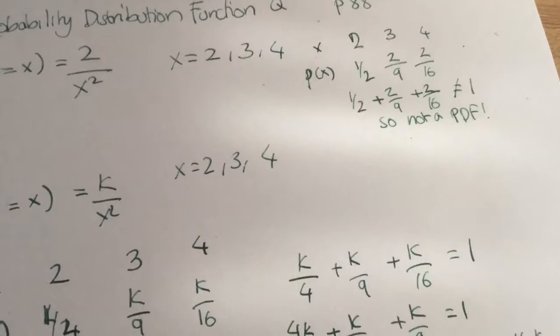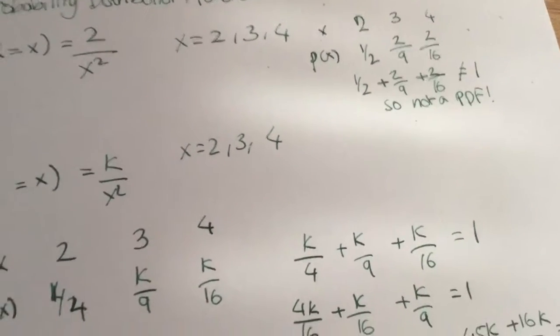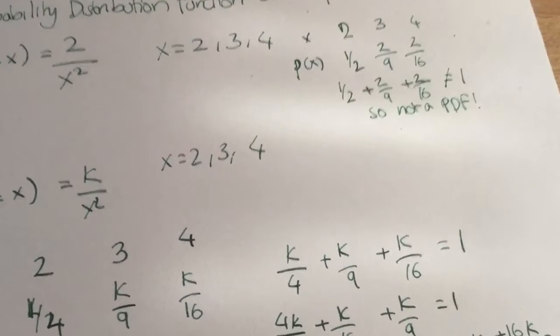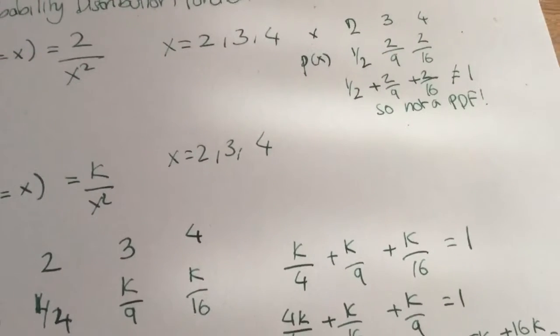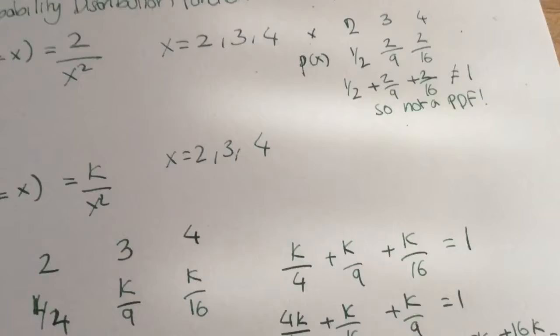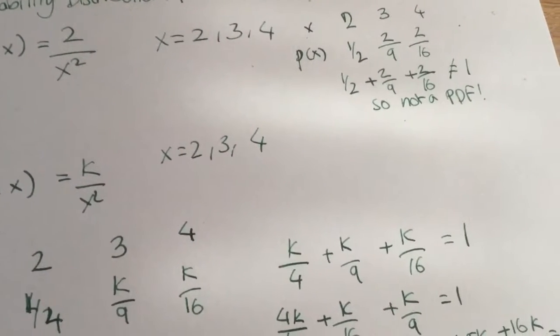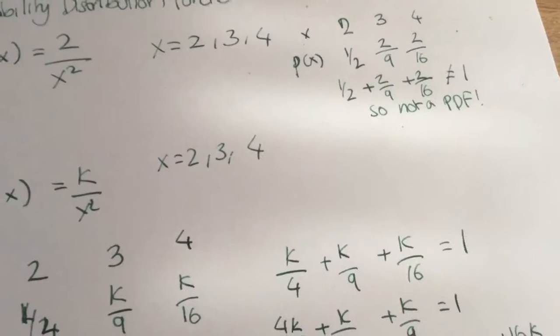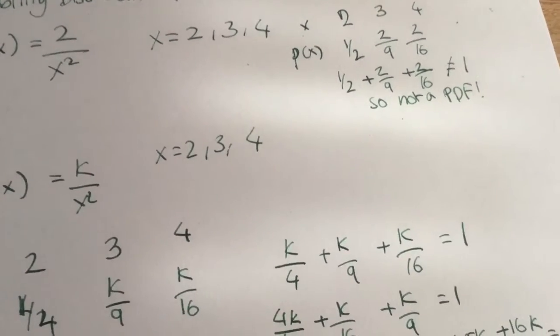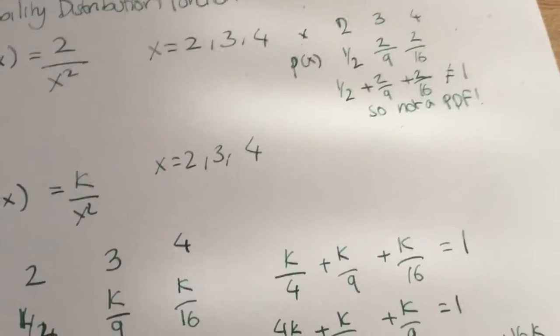We want to prove that this isn't a probability distribution function. How do we show that? We show that by proving that the probabilities don't add up to 1. Because we know that if you have the sum of all probabilities, those probabilities must add up to 1. Half plus 2 ninths plus 1 over 8, or 2 over 16, whichever you prefer, is not equal to 1, so therefore it's not a probability distribution function, a relatively simple question.